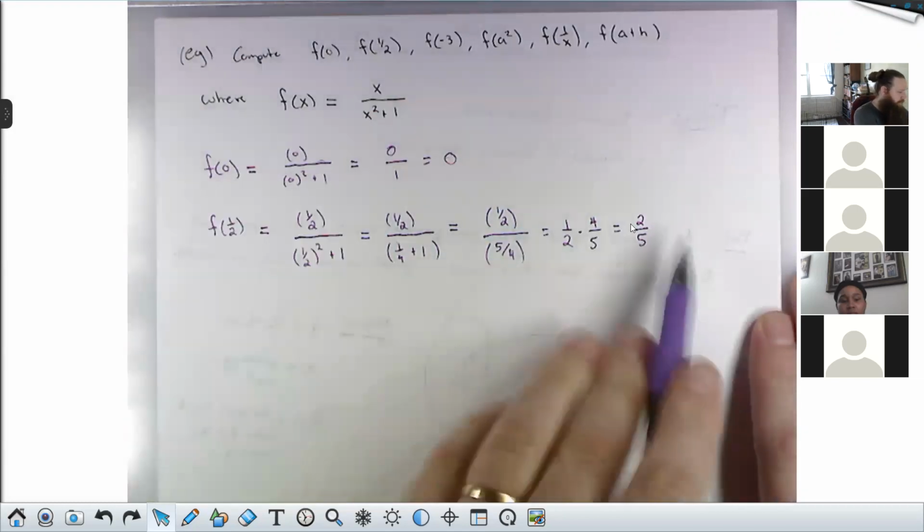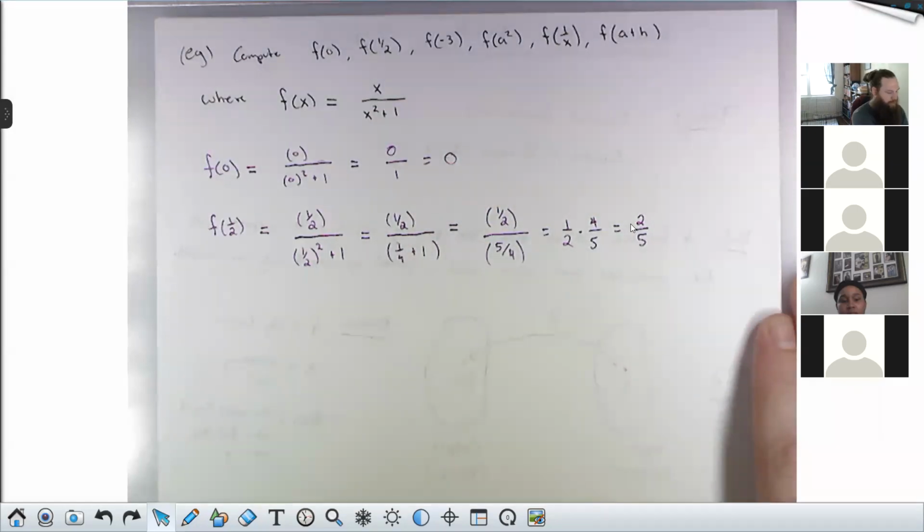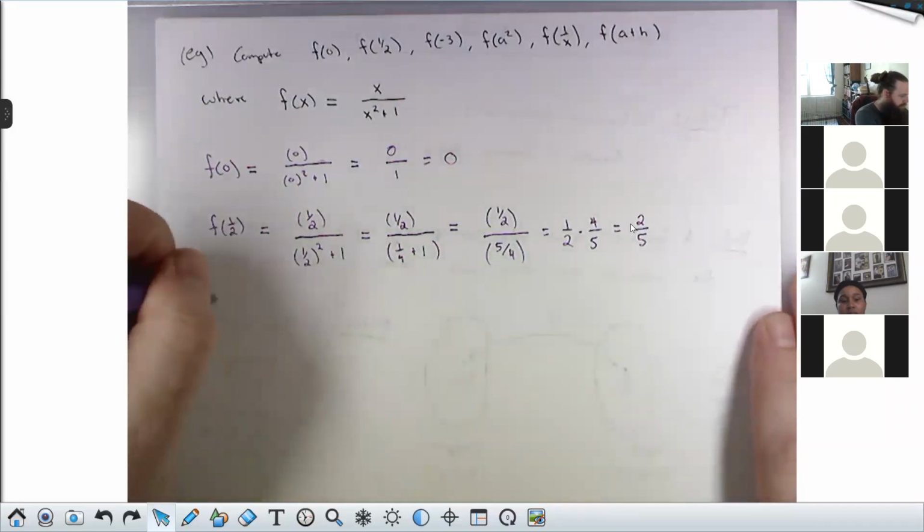So if you ever have trouble with something like this, or you ever feel like something like this is unclear or needs a little bit more justification, don't be shy. Better to get that sorted out now than to wait until Calc 1 like I did and really struggle with it.